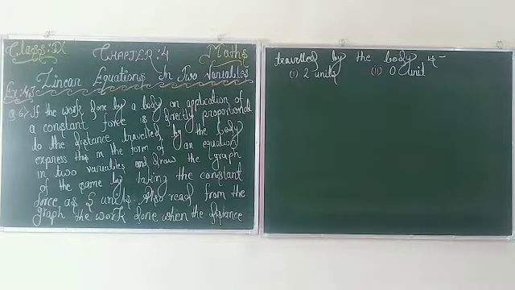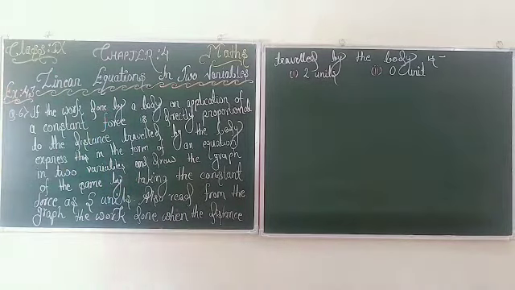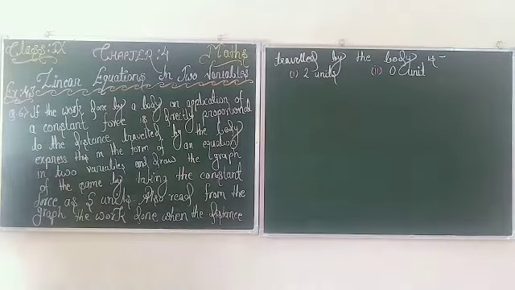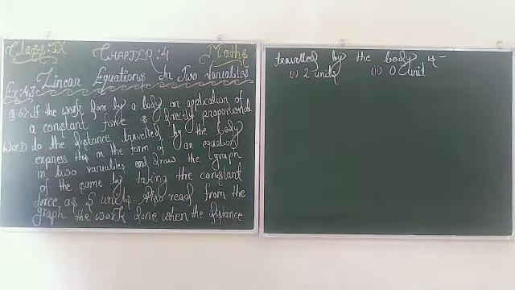Now the next question of the exercise says, if the work done by a body on application of a constant force is directly proportional to the distance traveled by the body, work is directly proportional to the distance traveled by the body. The more the work, the more the distance traveled by the body. Express this in the form of an equation in two variables.